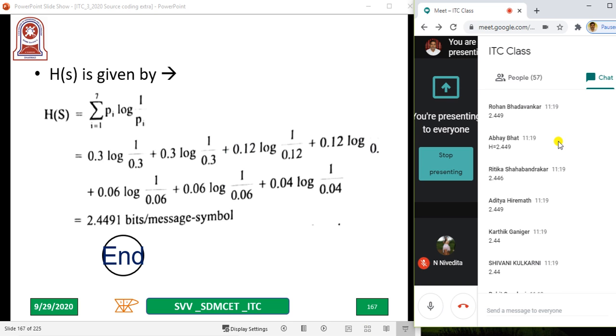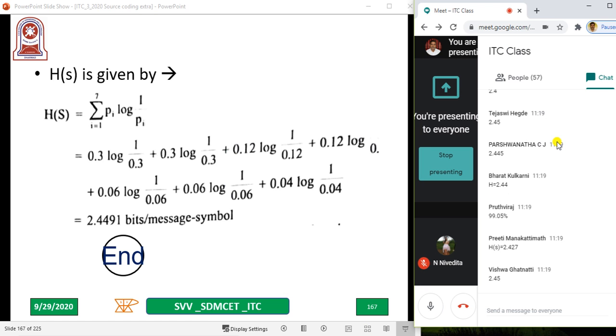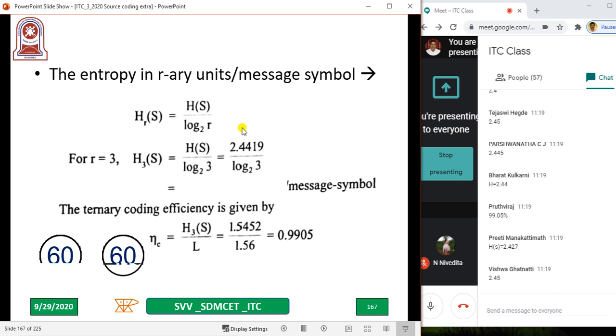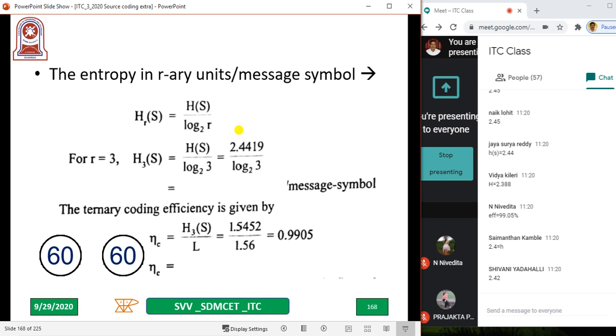Let me see the efficiency now. Efficiency equal to. So find out. I have to do this divided by this, which is very important. The reason is r is not 2. Now r is 3. Hence log 3 to the base 2. H of S I have to find out for r equal to 3. Hence log 3 to the base 2. We will get some answer H of S that you have to use to find efficiency.